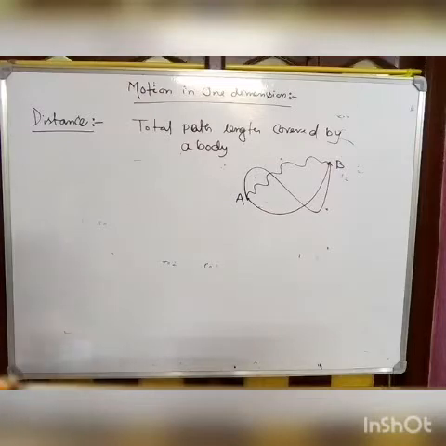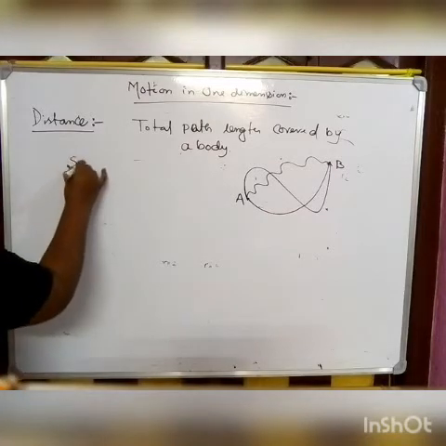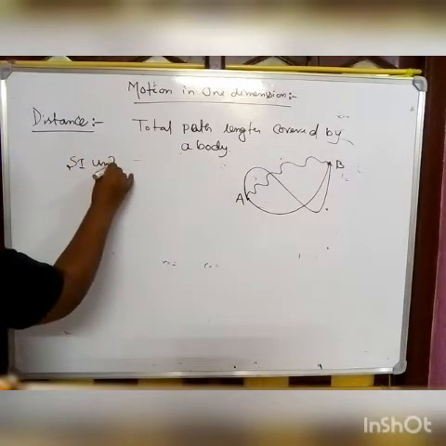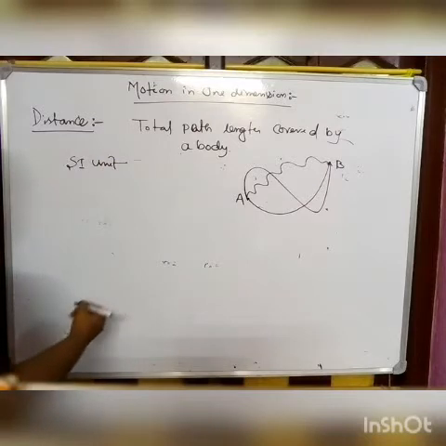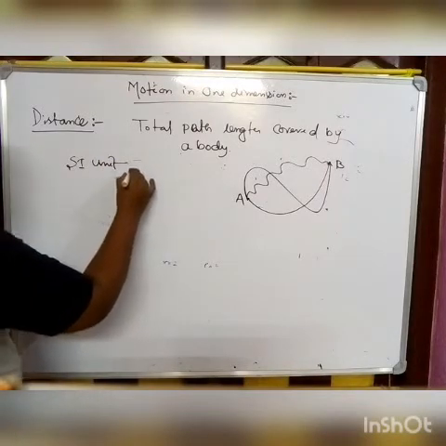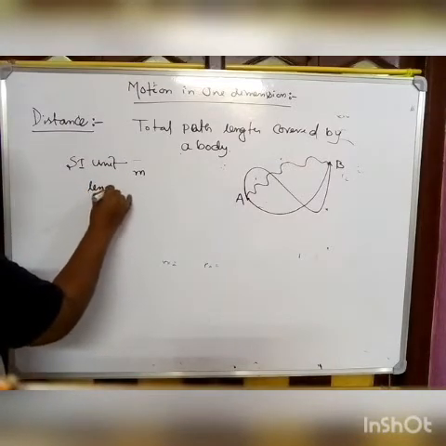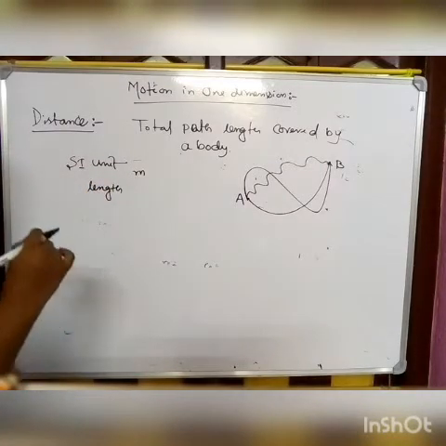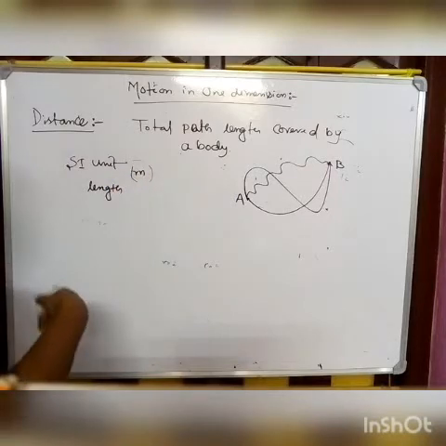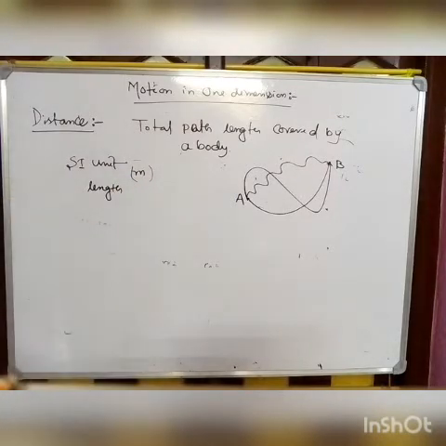Okay, what should be its SI unit? The SI unit of distance is meter. Why? Because it is basically a length. Distance is nothing but a length, and we know the SI unit of length is meter, so the SI unit of distance is also meter. And now, what are the characteristics of it?